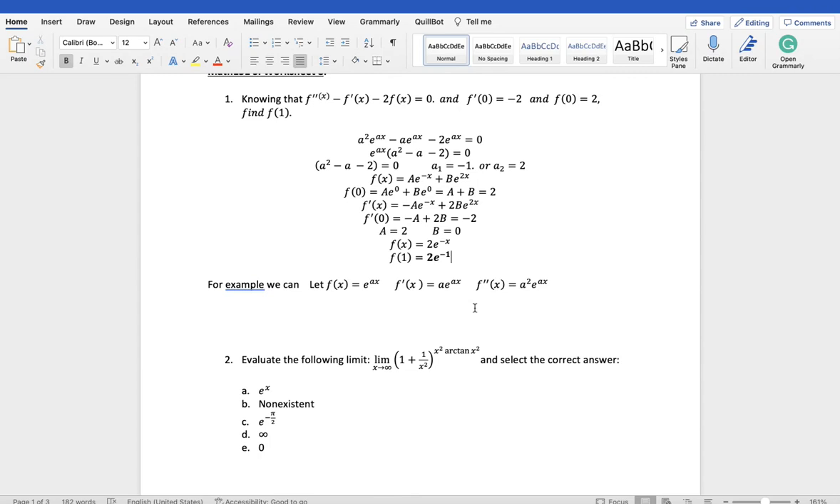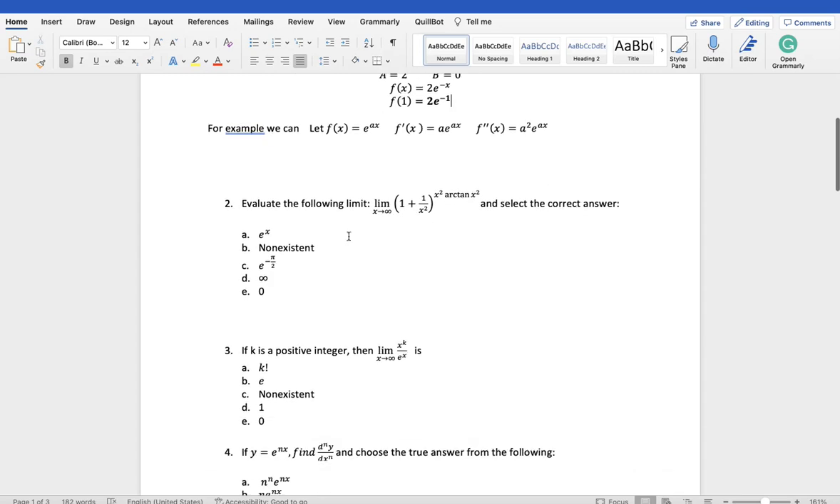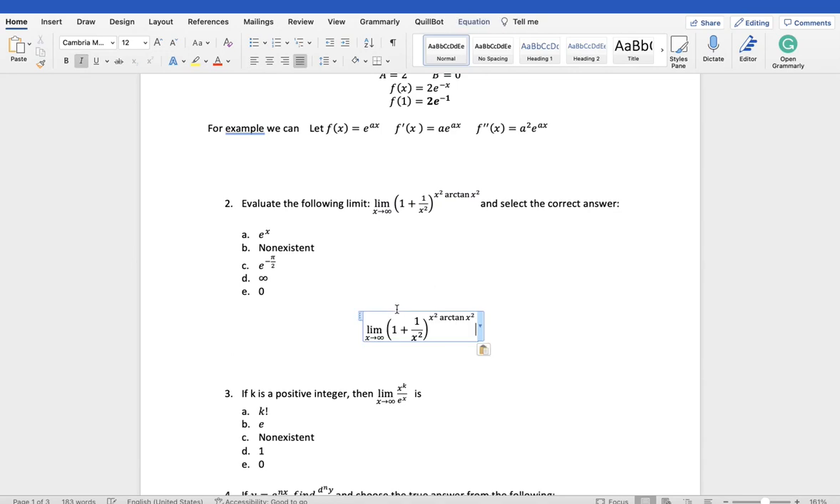Okay, so moving on to the next question, which asks us to evaluate this limit. I was also looking at some of the more difficult questions, and I realized this one might be one of them. Although we did some of these types of questions in our previous worksheets, so you should have some idea on how to solve this.